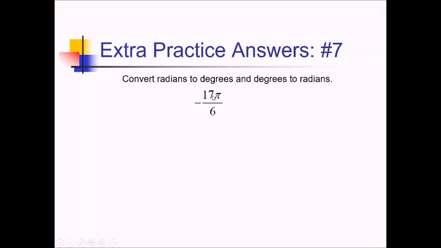To convert this angle from radians into degrees, I need to multiply it by 180 over pi. So we have pi's canceling. 180 and 6 can also cancel to leave us with 30 in the numerator. So now I just need negative 17 times 30. Well, let me think. 3 times 17 is 51, so this is going to be negative 510 degrees.